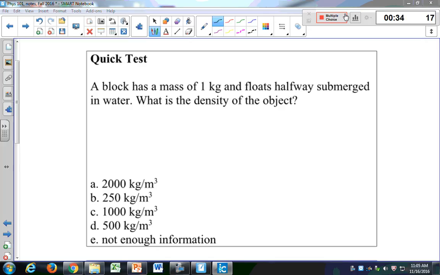A block has a mass of 1 kilogram and floats halfway submerged. What is the density of the object? You might be able to reason what the density is just by thinking about how the density of the object should compare to the density of the water. You can work through it, and that's okay, but you might be able to reason it out, too.